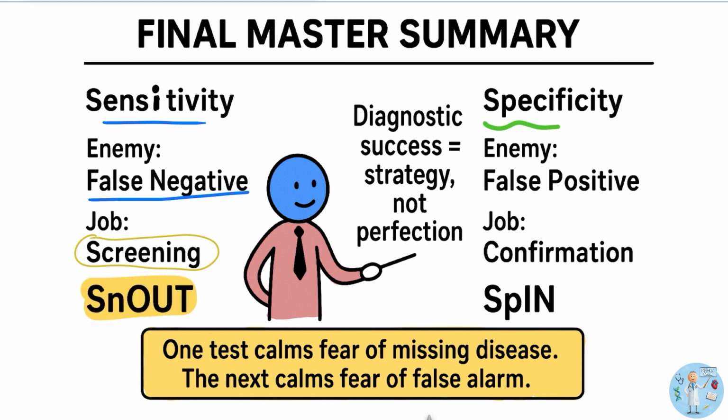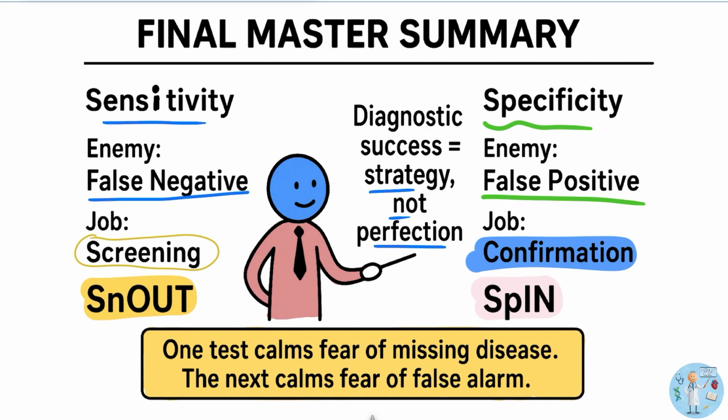And specificity is all about the healthy column. Its enemy is the false positive, the trash in the net. Its job is confirmation. Remember SPIN, specificity rules in. That's it. So the next time you hear about a new diagnostic test, you won't just hear a number. You'll understand the strategy behind it and the specific fear it was designed to fight.